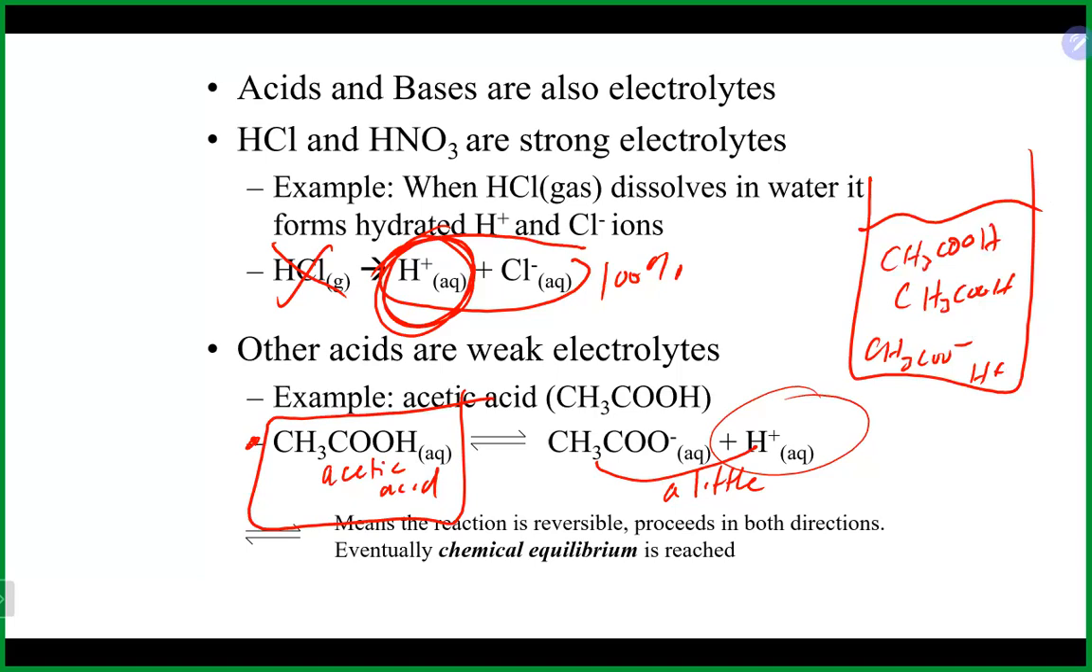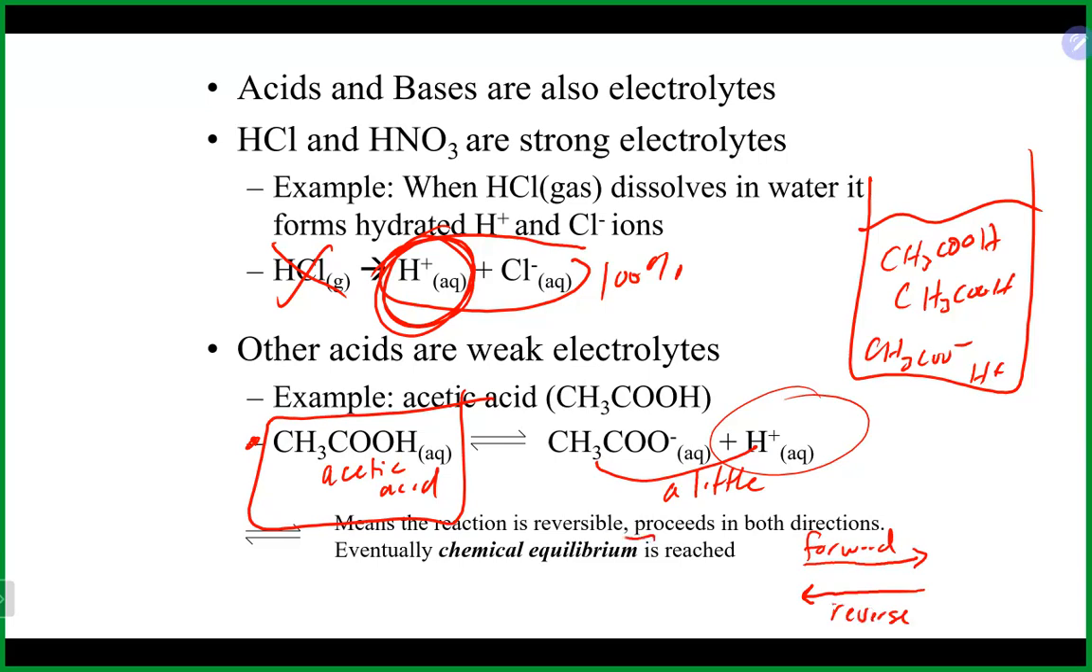That reversible arrow, again, means that this reaction will eventually reach chemical equilibrium. The arrow that points to the products is referred to as the forward direction. At some point with weak electrolytes, the products will build up enough that they will actually recombine and make the reactant. So it'll go backwards, and that's what's referred to as the reverse direction.